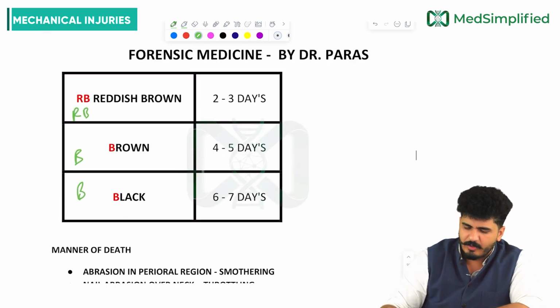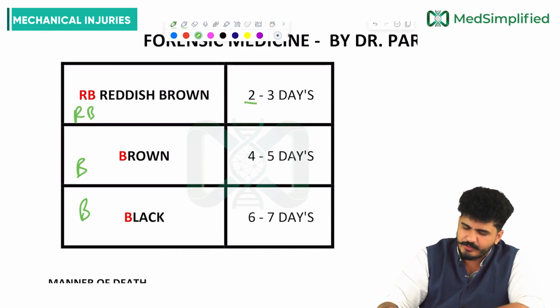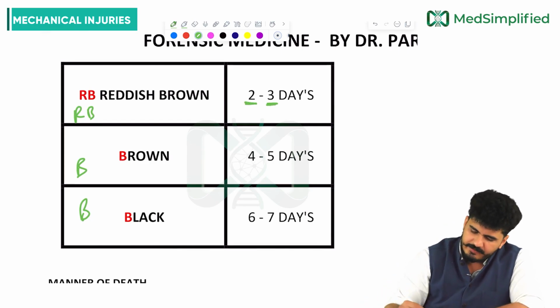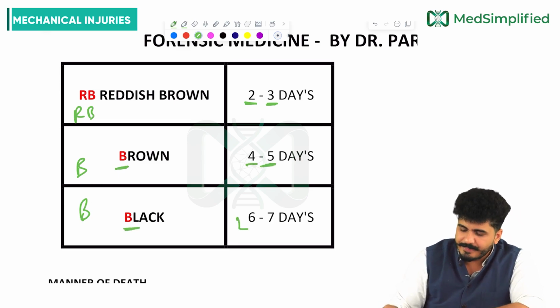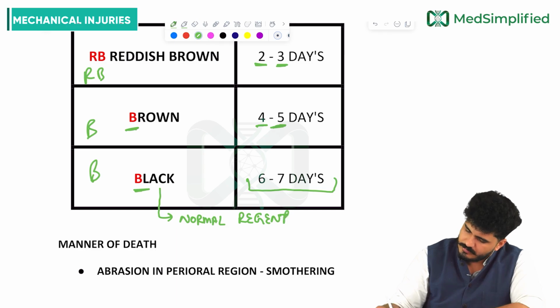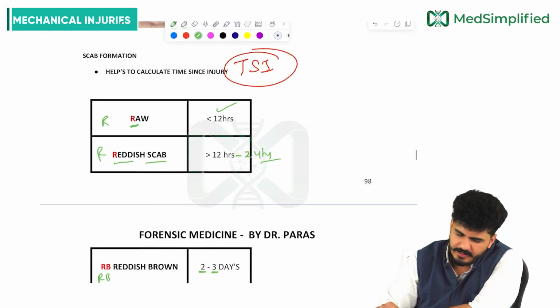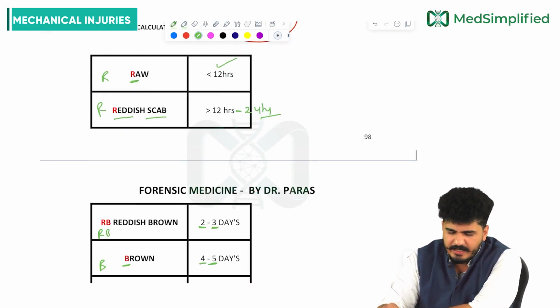If reddish brown scab is there, then remember it is 2 to 3 days, reddish brown. And if it is brown, then 4 to 5 days. If black scab is there, 6 to 7 days. After black, what will happen? Normal skin regenerates under the crack. There will be a scab formation, guys.